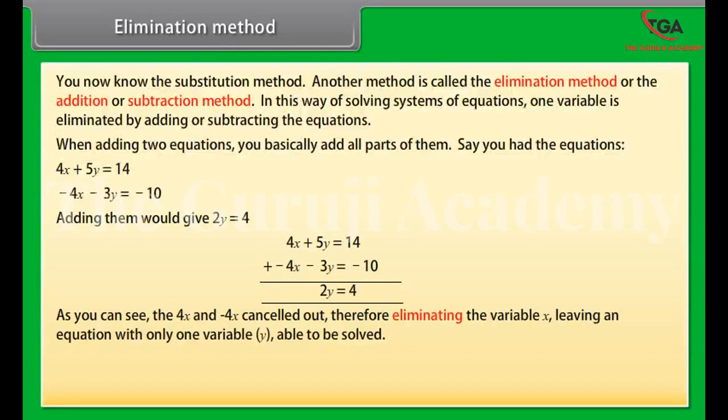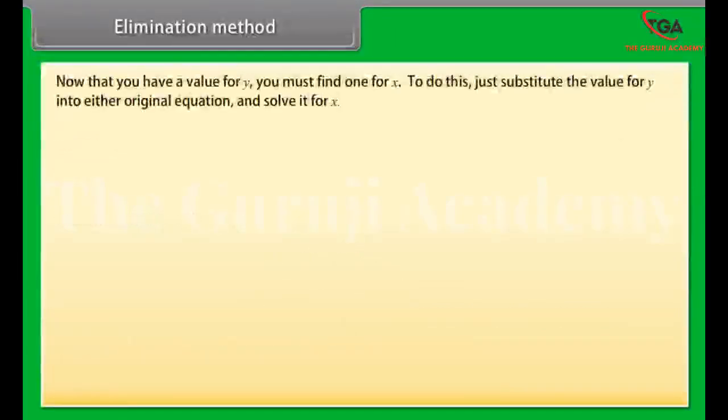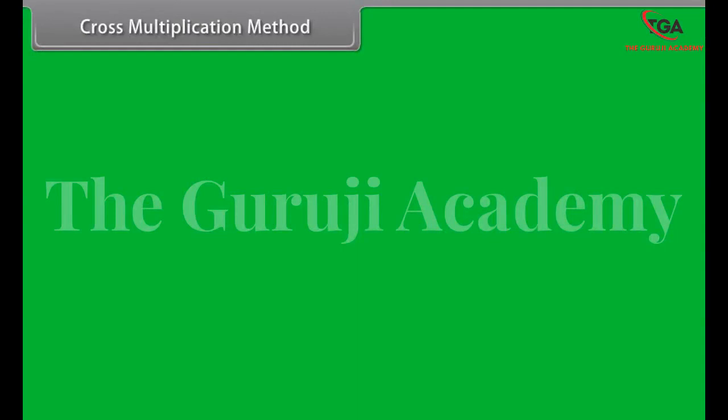Say you had the equations 4x plus 5y is equal to 14, and minus 4x minus 3y is equal to minus 10. Adding them would give 2y is equal to 4. As you can see, the 4x and minus 4x cancelled out, therefore eliminating the variable x, leaving an equation with only one variable, y, able to be solved. 2y is equal to 4. Y is equal to 2.